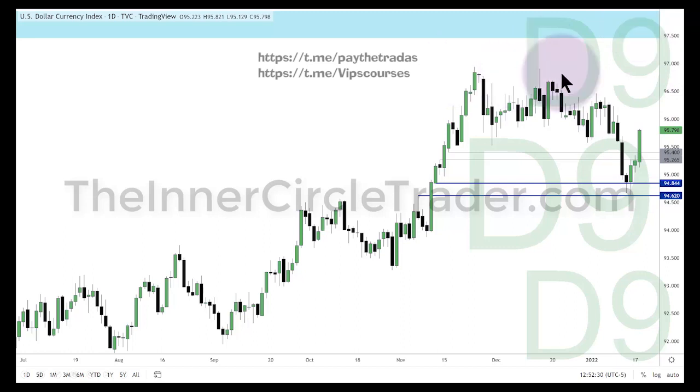Initial targets are here and here. So buy side here, discount low, consequent encroachment, premium high, best case scenario.